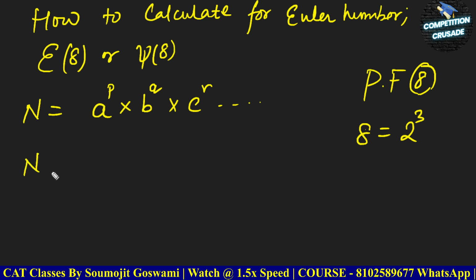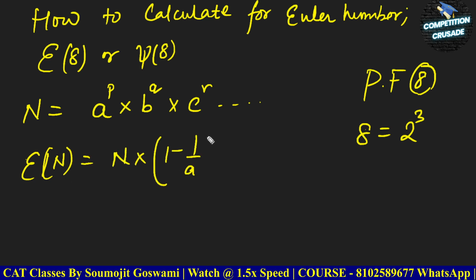the Euler number will be given by n multiplied by 1 minus 1 by a, multiplied by 1 minus 1 by b, and multiplied by whatever primes occur in the prime factorization of that number n. Hope that makes sense.